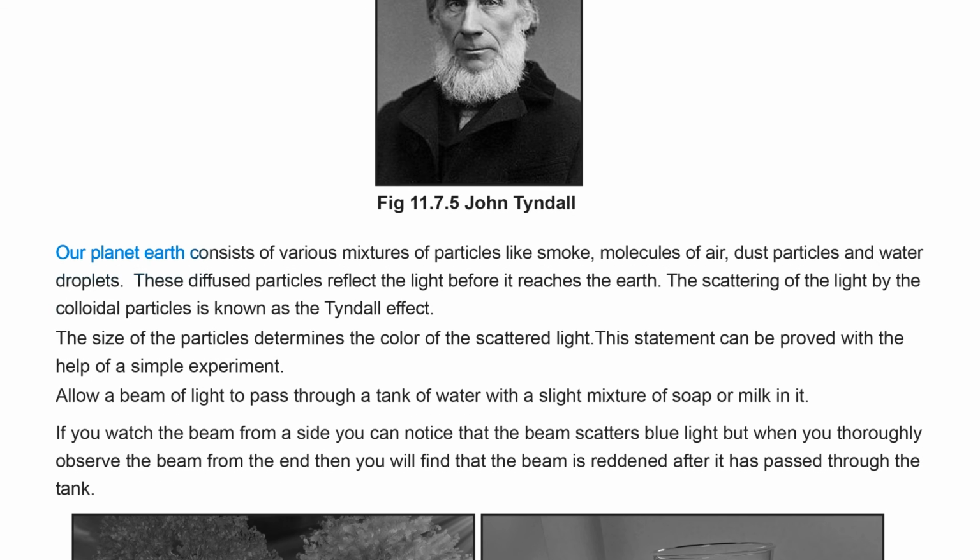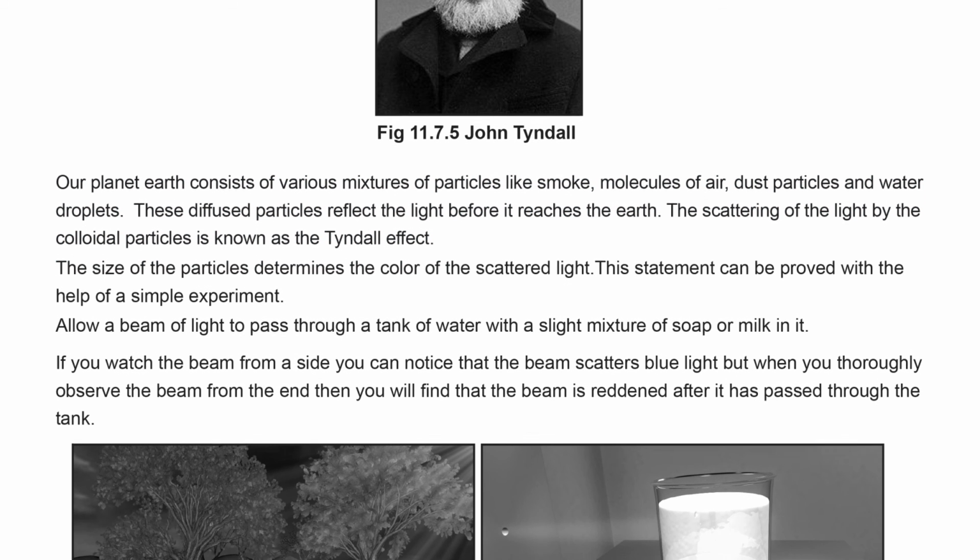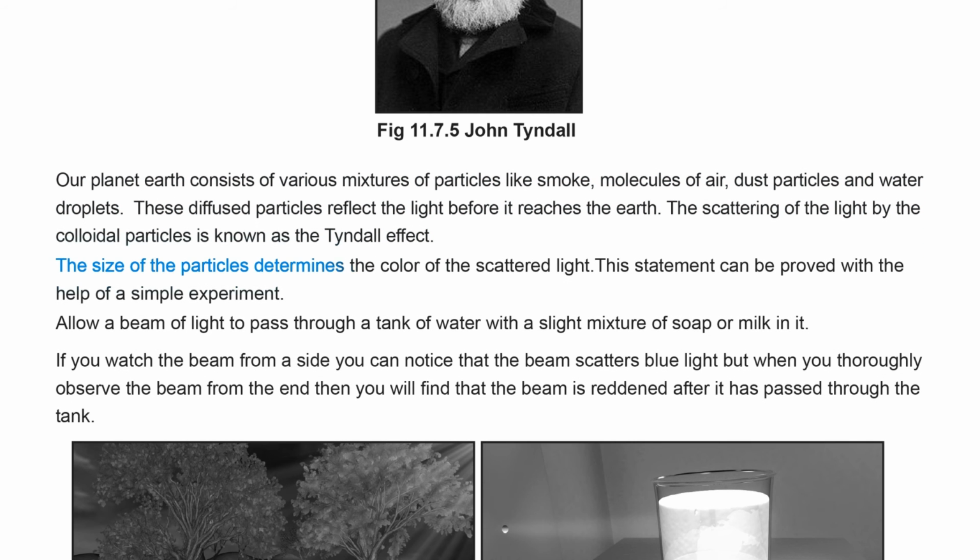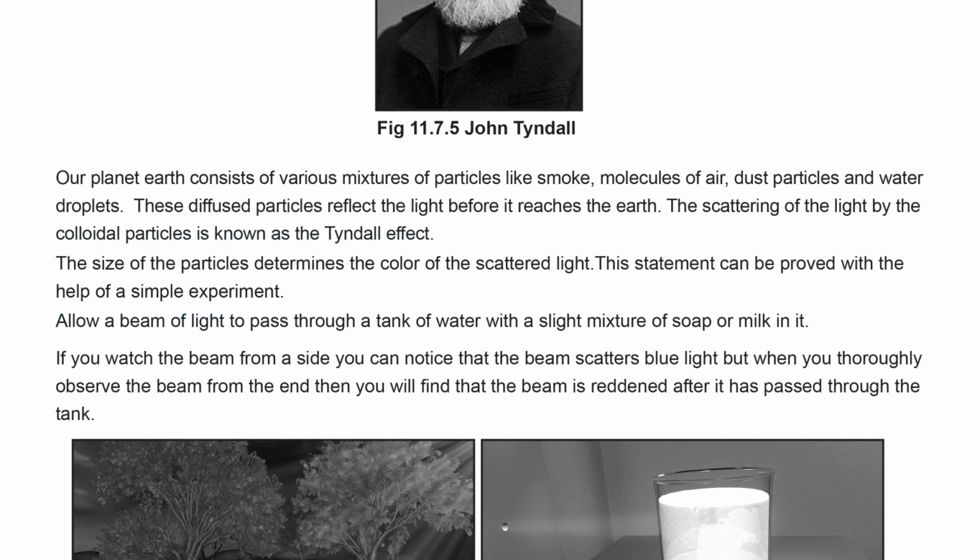Our planet Earth consists of various mixtures of particles like smoke, molecules of air, dust particles and water droplets. These diffused particles reflect the light before it reaches the Earth. The scattering of light by the colloidal particles is known as the Tyndall effect. The size of the particles determines the color of the scattered light. This statement can be proved with the help of a simple experiment.